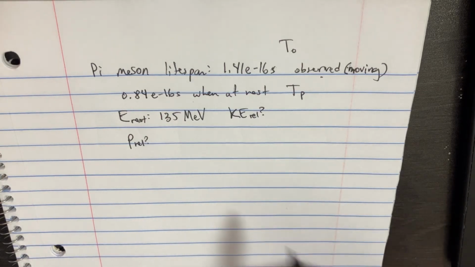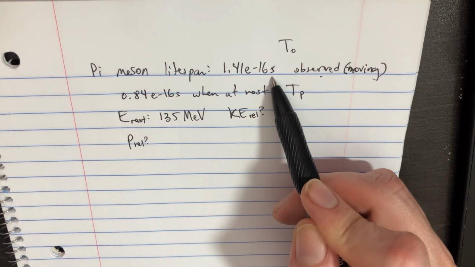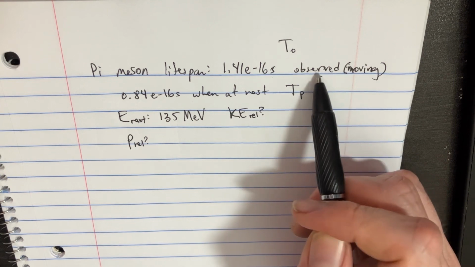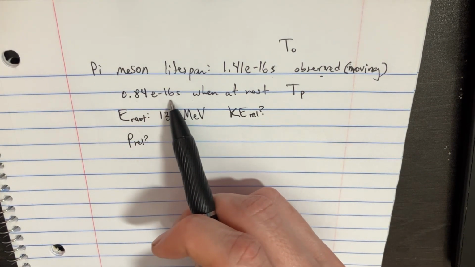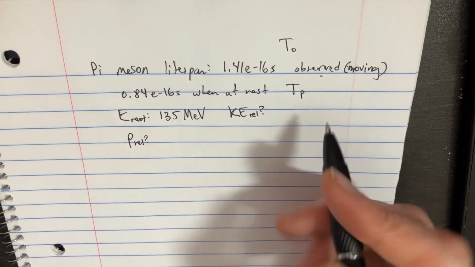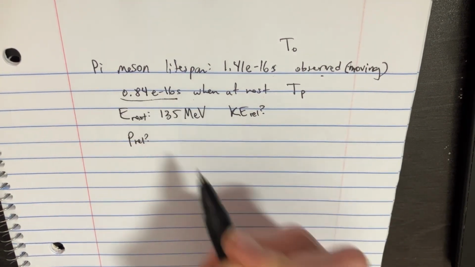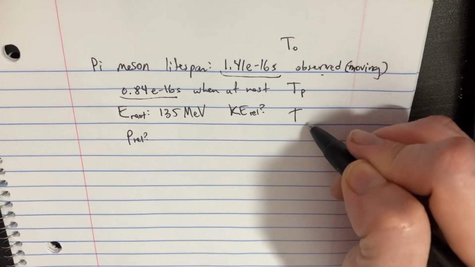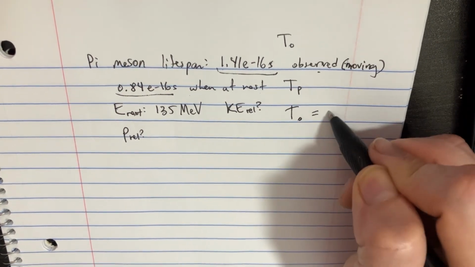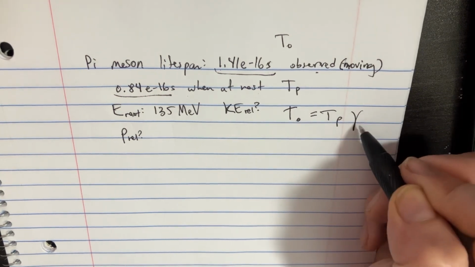This pi meson has a lifespan of 1.41 × 10^-16 seconds when it's moving, at least when it's observed. And then it has 0.84 × 10^-16 seconds when it's at rest. So we can call this particular time the proper time, and this one the observed time. And so we have this little equation that T_O is equal to T_P times this gamma factor.